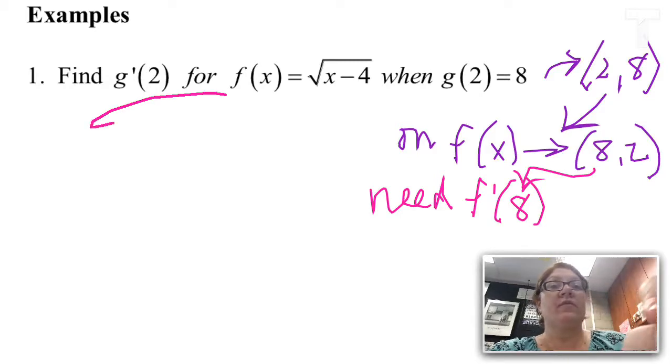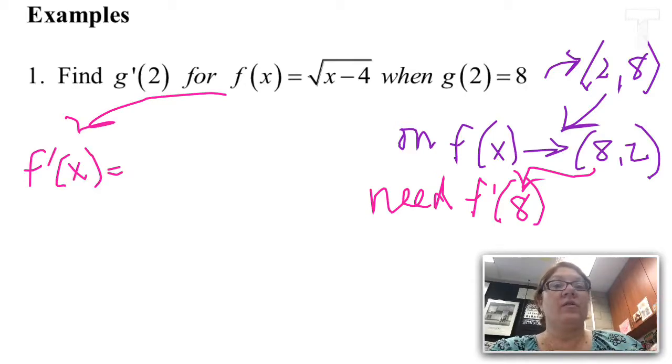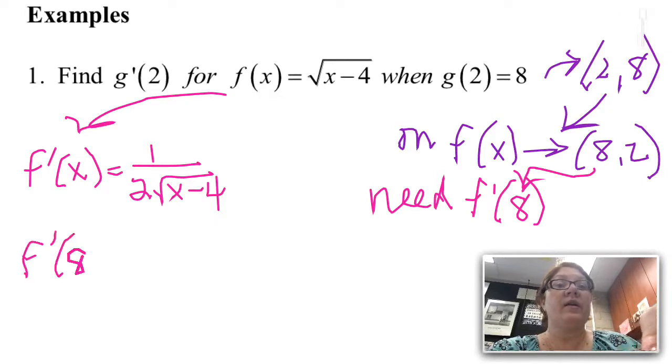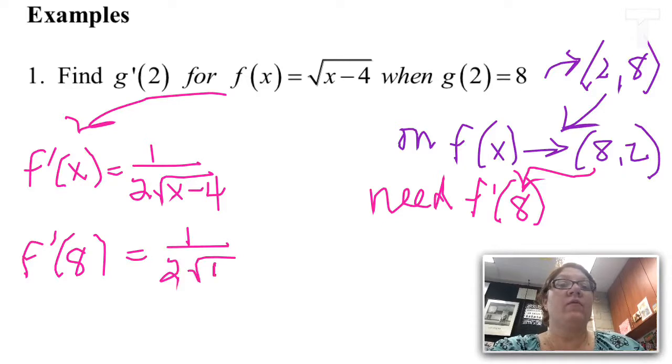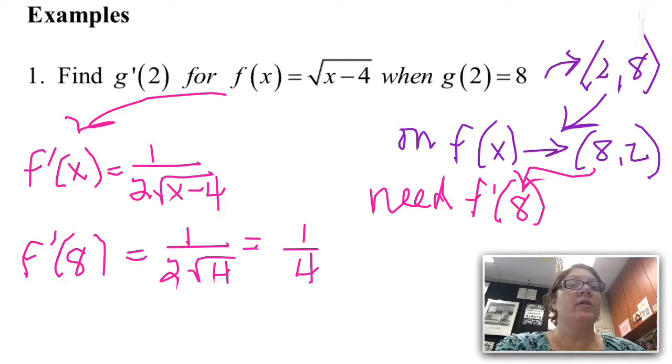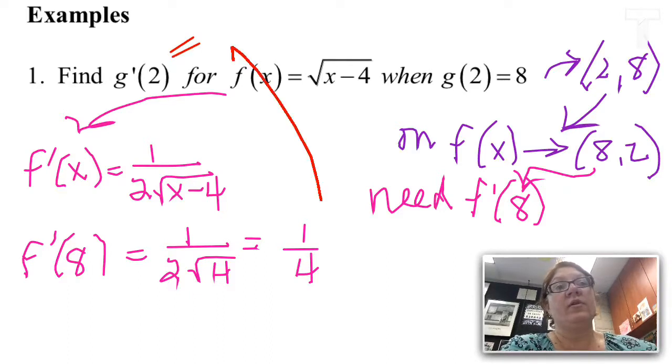So the first thing I have to do is find the slope generically, which of course is going to be 1/2, and then all of that to the negative 1/2. So that'll put it on bottom. And so now when I find the slope at 8, I get 1 over 2 square root of 4, which is going to be 1/4. So now I know that my slope for g prime of 2 is the reciprocal, which is 4.